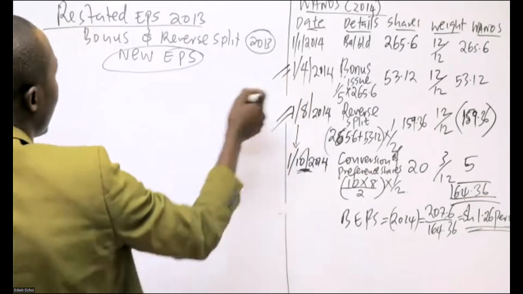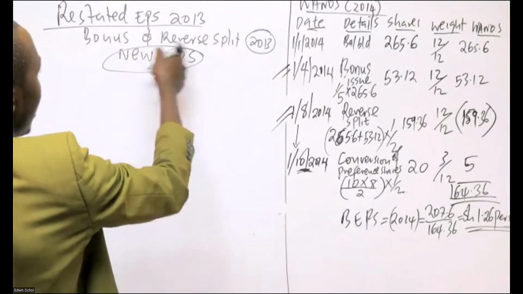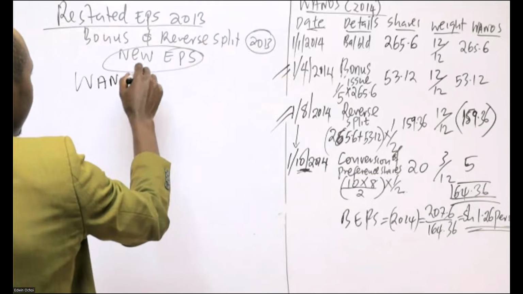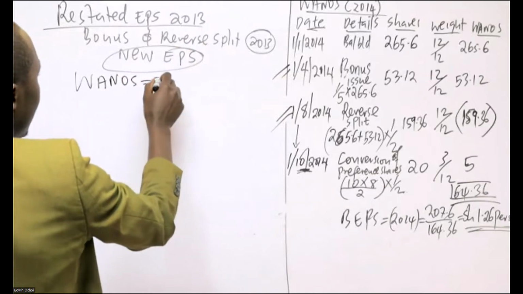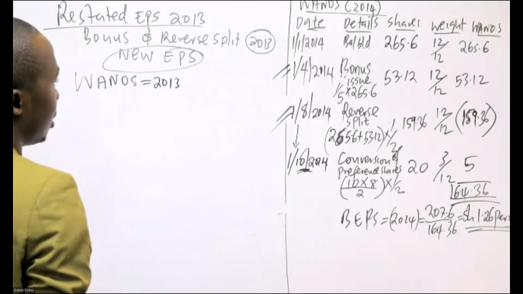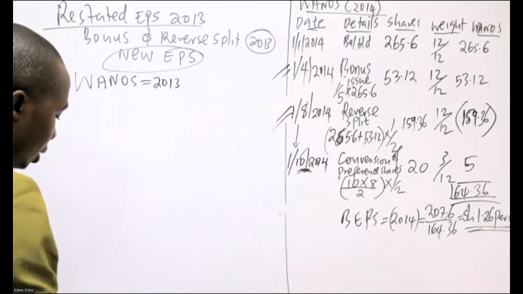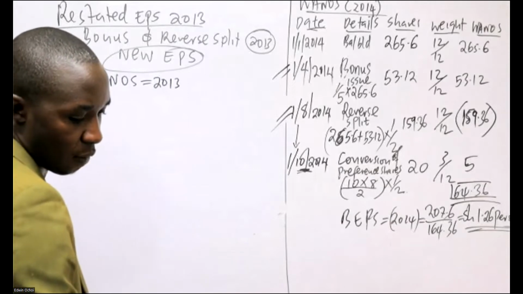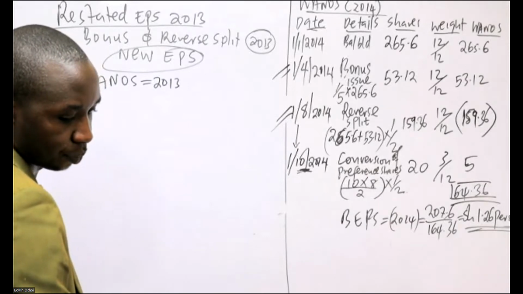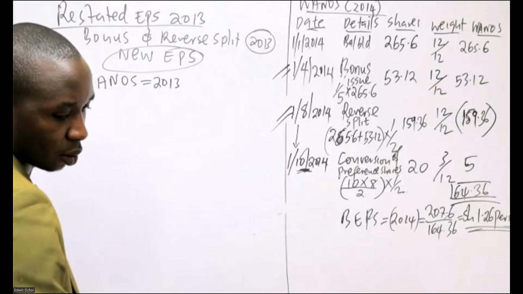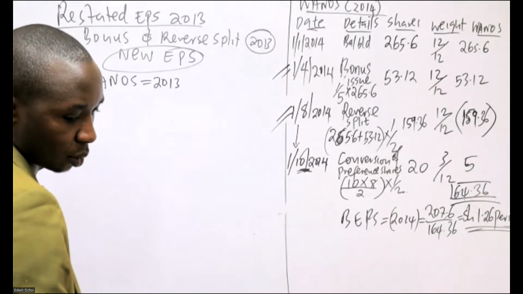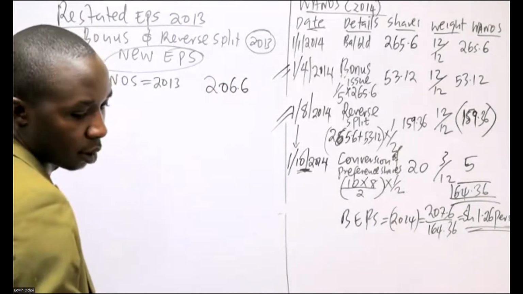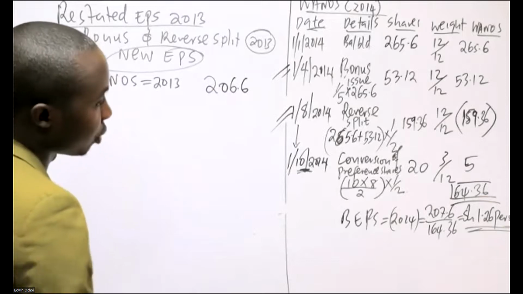So the bonus was the first one, but now the bonus and reverse will affect the one-offs, not the profit. So the one-offs 2013 was... I expect that you have been making short notes, so give me... So 206.6. So Christine, thank you for that.